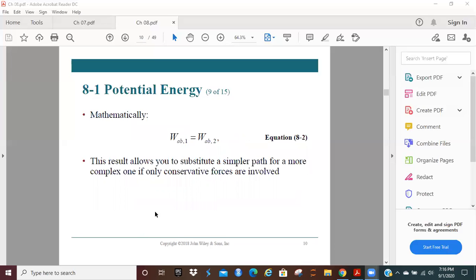So mathematically, the work going from A to B on long path 1 is going to be the same as the work going from A to B along path 2. That result allows you to substitute a simpler path for a more complex one if you only have conservative forces involved, which can make your computations a lot easier.